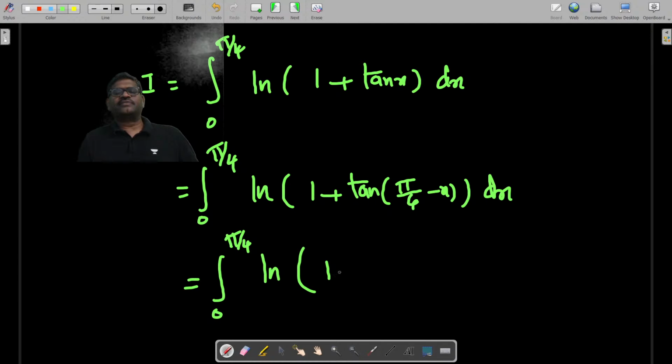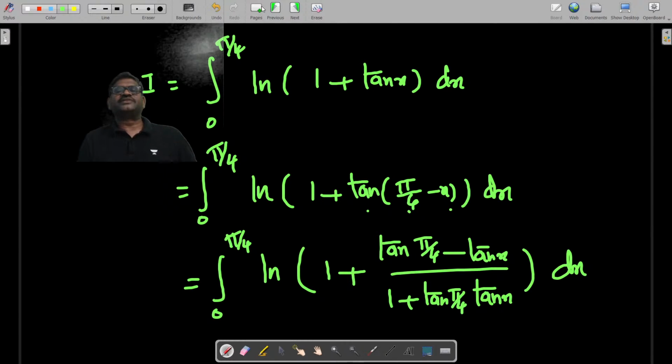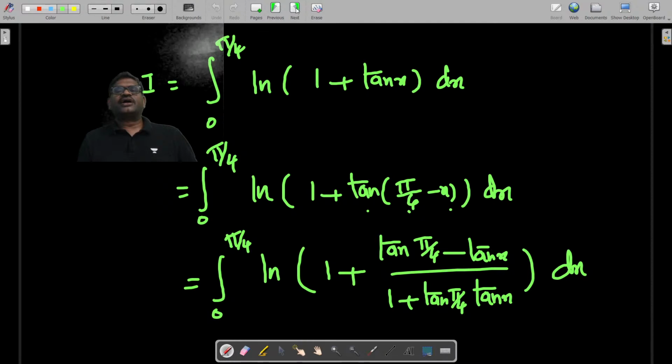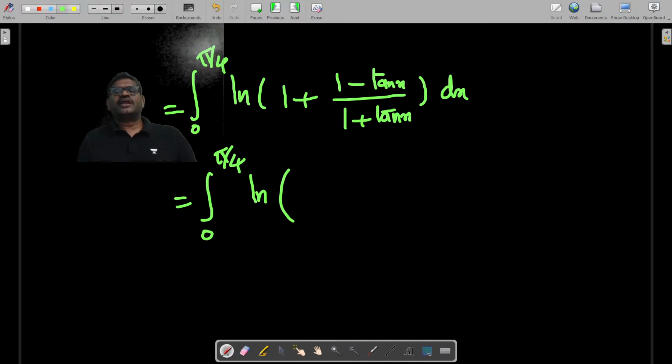0 to pi by 4 log 1 plus tan (a minus b), tan a minus tan b by 1 plus tan a tan b, that is integral 0 to pi by 4 log of 1 plus (1 minus tan x) by (1 plus tan x), that is integral 0 to pi by 4 log of LCM 1 plus tan x.